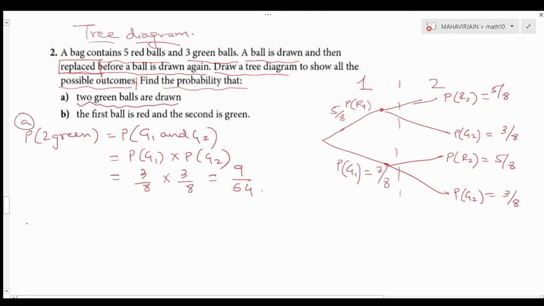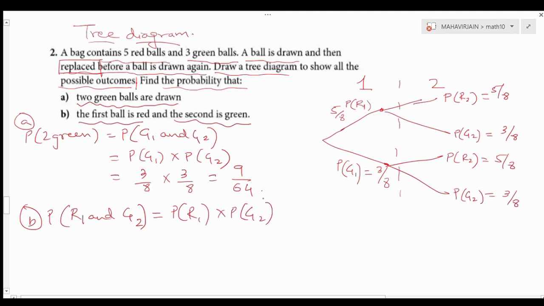In a similar way, the second part, just try to understand. The first ball is red and the second is green, right? So first ball is red. Probability first is red, R1, and second is green, that is G2. Do you understand this? So that can happen in how many ways? It is P of R1 into P of G2.